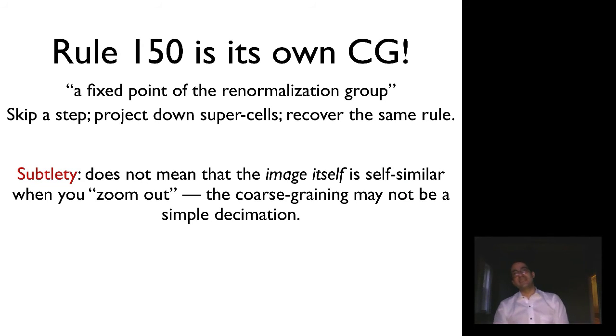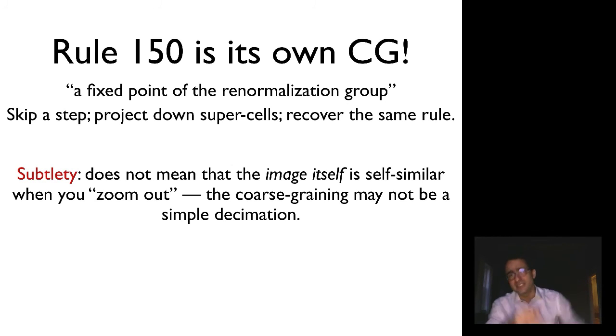One of the things that you'll see from that network is that not only does Rule 105 coarse-grain to Rule 150, but in fact, Rule 150 coarse-grains into itself. So the pretentious way to say this is that it is a fixed point of the renormalization group, right? With that projection operator, you actually take Rule 150 into a zoomed out version of itself. You sort of skip a step, you project down the supercells, and you recover the same rules.